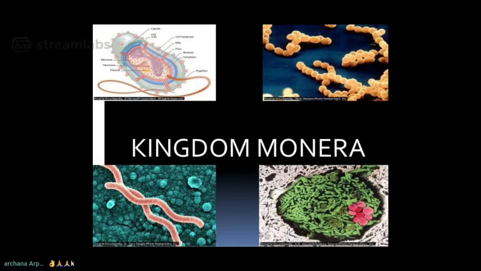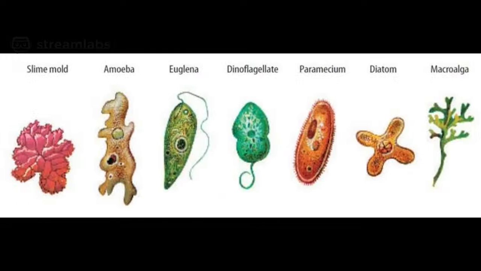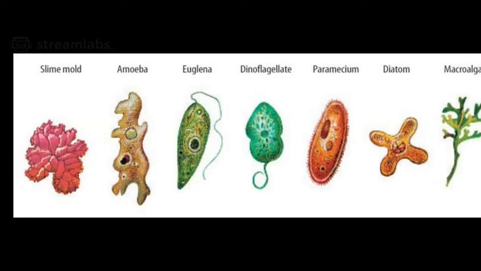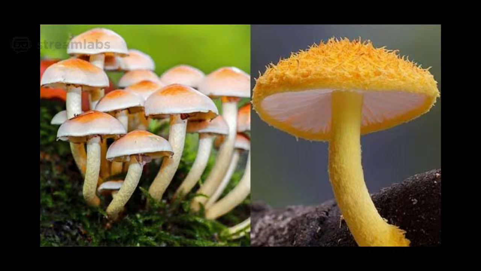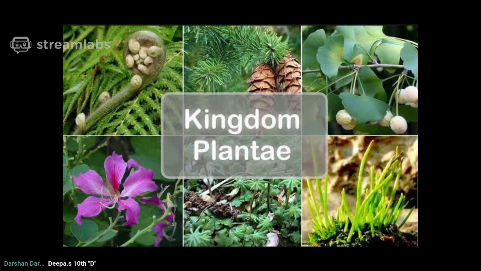And all the organisms are divided into five kingdoms. The first kingdom is Kingdom Monera, which comprises prokaryotes, and Protista comprises all unicellular organisms. The third kingdom is Mycota, non-green colored organisms like mushrooms. Kingdom Plantae is again differentiated into subgroups like Thallophyta, algae, Bryophyta, Pteridophyta, Gymnosperms, and finally Angiosperms.